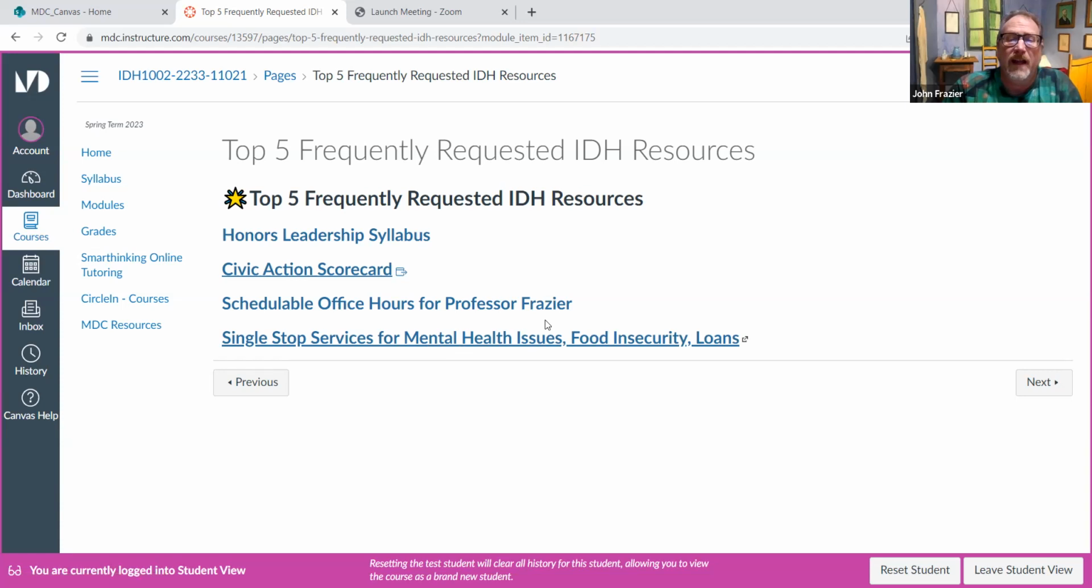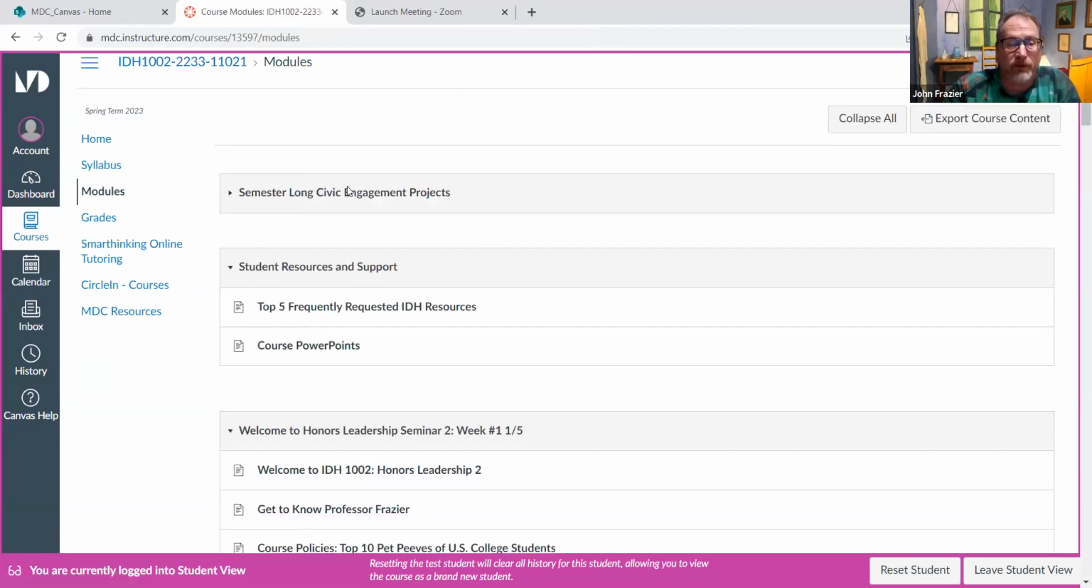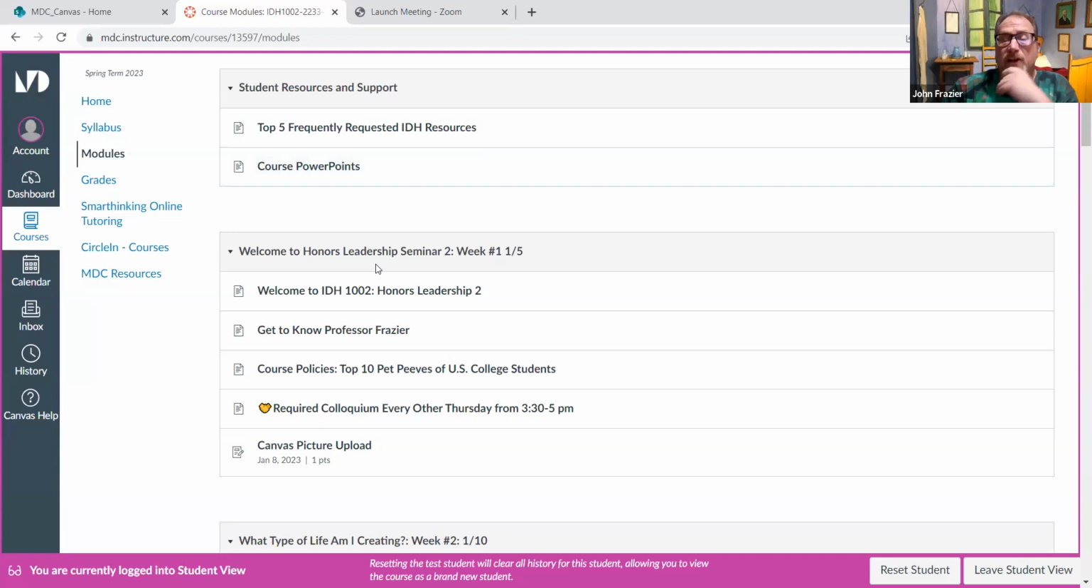You get 10 free mental health service referrals, consultations, and therapy sessions if you need them. We also have a food pantry, and if you have food insecurity or payday loan issues, there are other resources out there that we can actually help you with. If we go back to modules then, outside of our resources, here's how it's actually laid out.